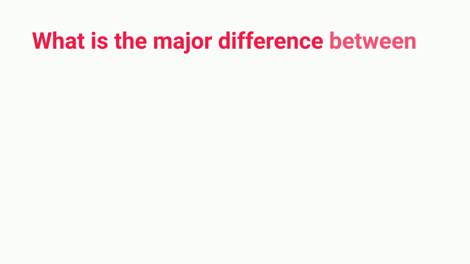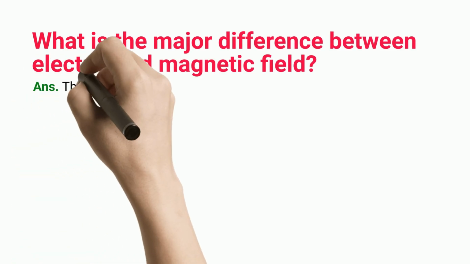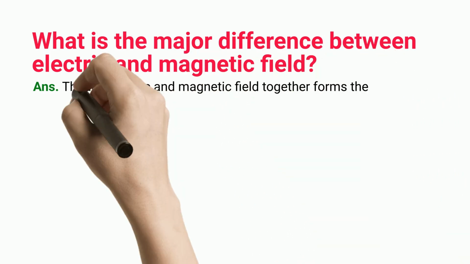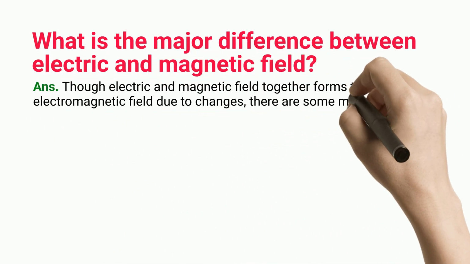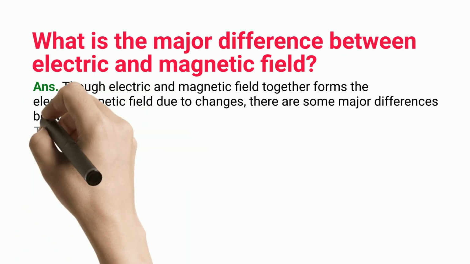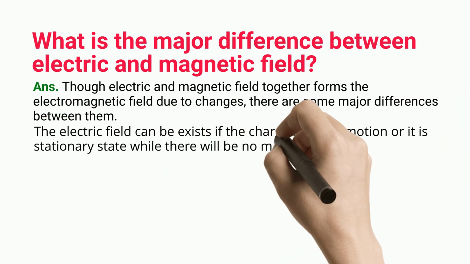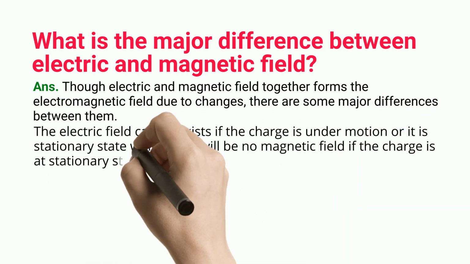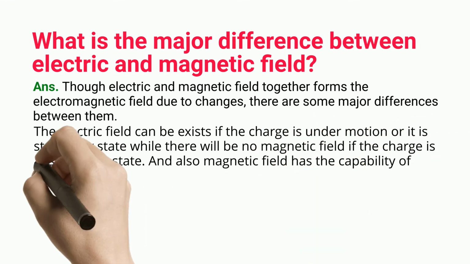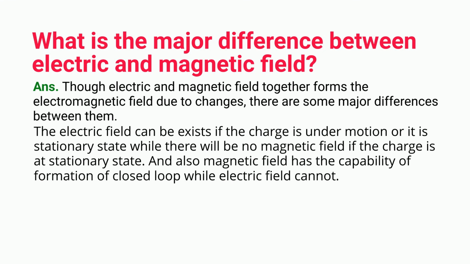What is the major difference between electric and magnetic field? Though electric and magnetic fields together form the electromagnetic field due to changes, there are some major differences between them. The electric field can exist whether the charge is in motion or in a stationary state, while there will be no magnetic field if the charge is stationary. Also, a magnetic field has the capability of forming closed loops while an electric field cannot.